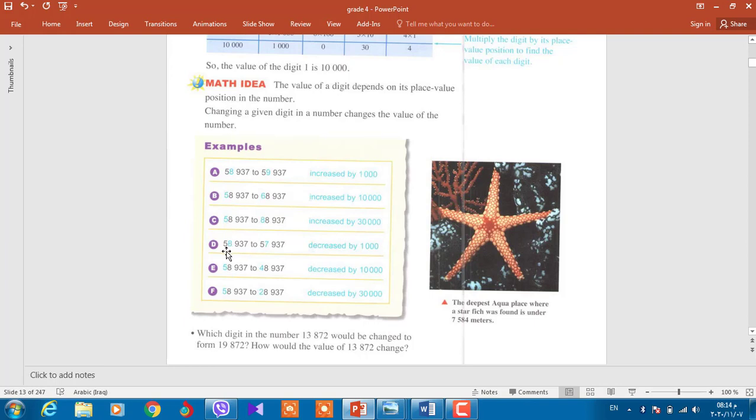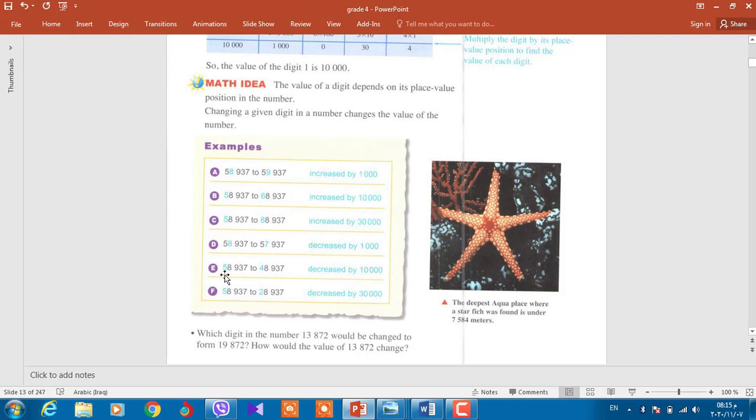In example D we have 58,937 changed to 57,937. So this one we have 8,000 in the place value of 1,000 and changed to 7,000. So this one is decreased, dear student, decreased by 1,000.